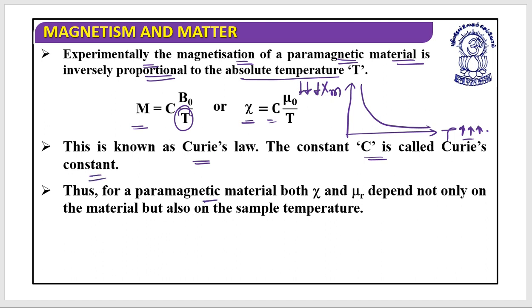Thus, for a paramagnetic material, both susceptibility and mu r, which we call relative permeability, depend not only on the material but also on the temperature. Is that clear?